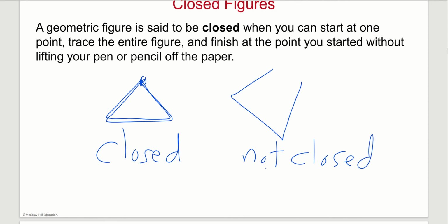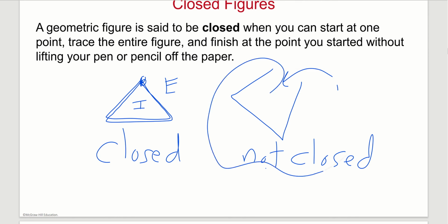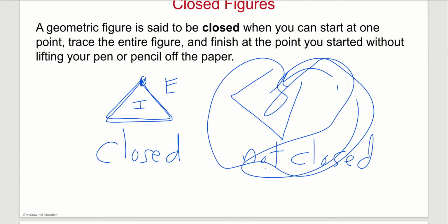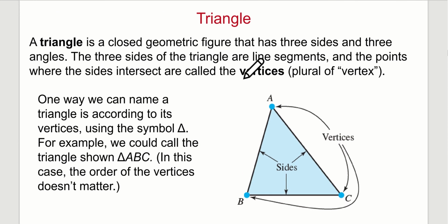Another way you can think of a closed geometric figure is it can divide the plane into two different regions. You have the inside, or the interior of the region, and the exterior. Here, if you look at this non-closed figure, the plane is not divided at all. You just have one real region. A triangle is a closed geometric figure that has three sides and also three angles.